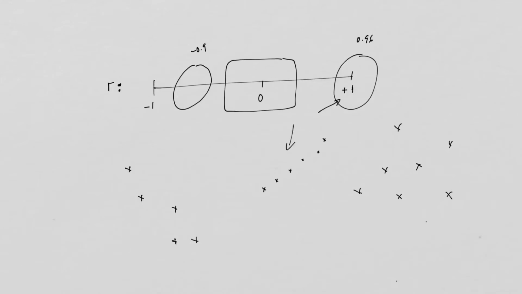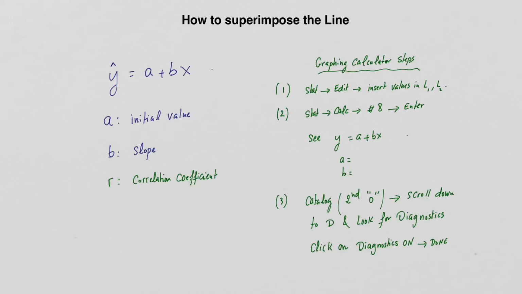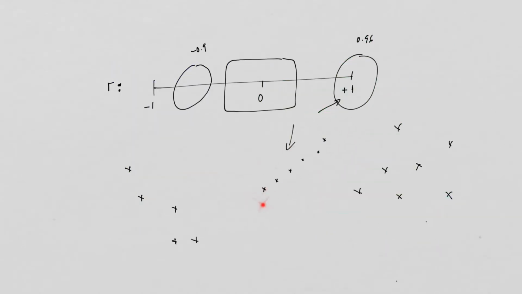You heard that. But then you heard me say the correlation of the values on the endpoints of your interval does not imply a linear relationship. But I just said that if this looks fairly linear, R is going to be here. And if this looks fairly linear, R is going to be here. So what's the confusion here? The confusion is this.